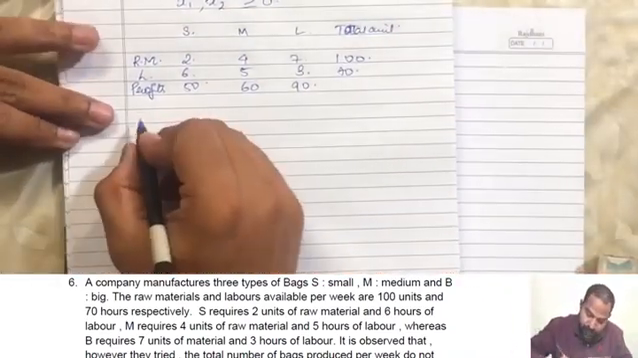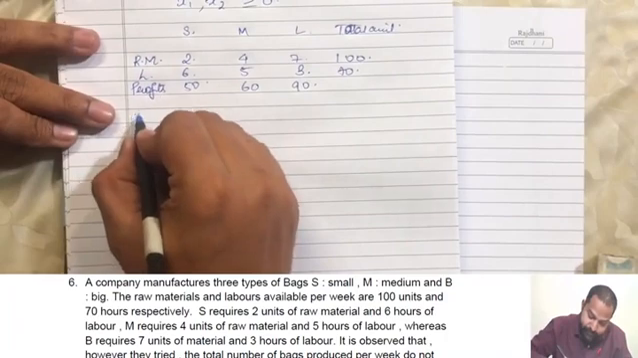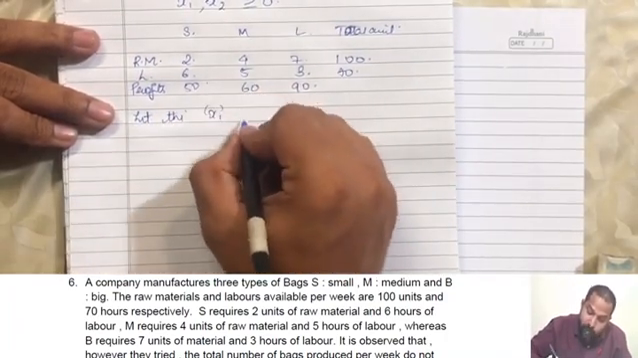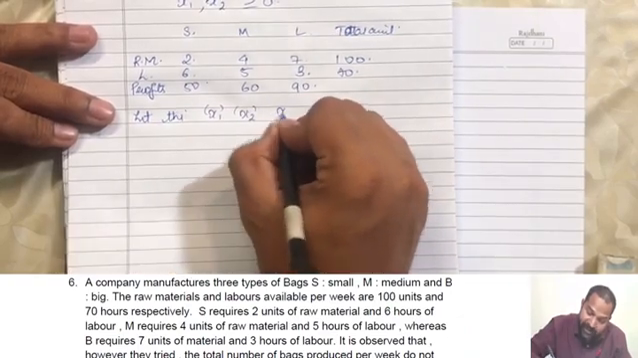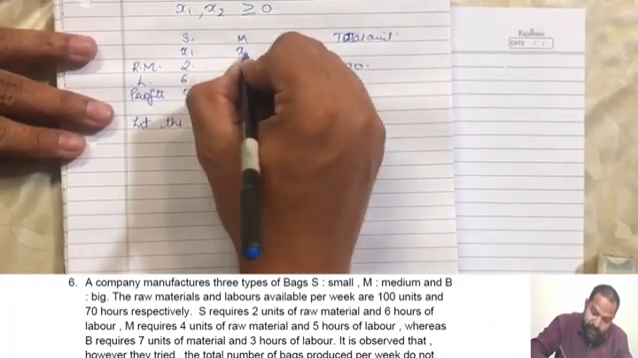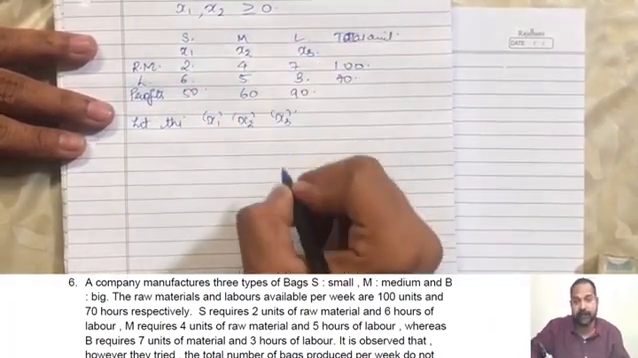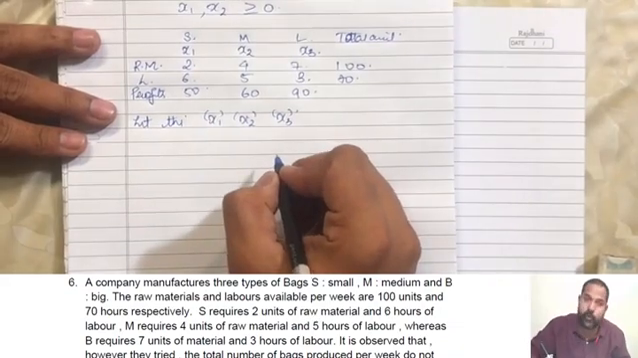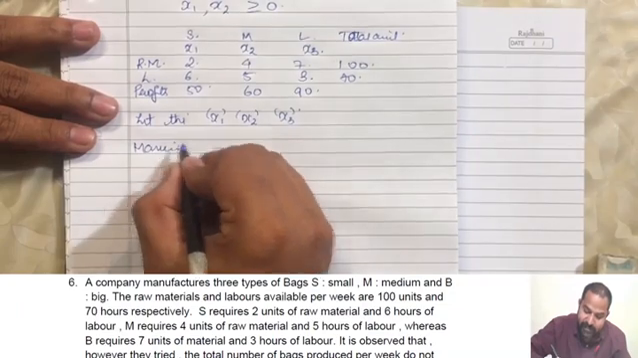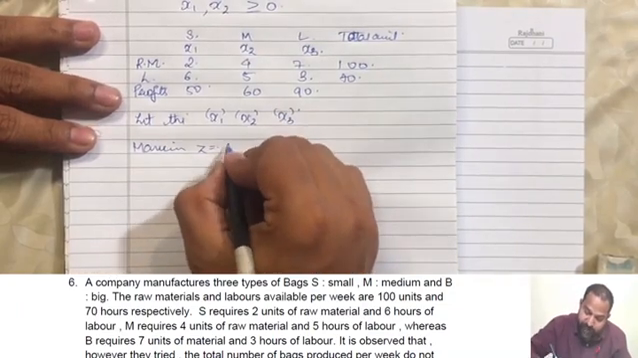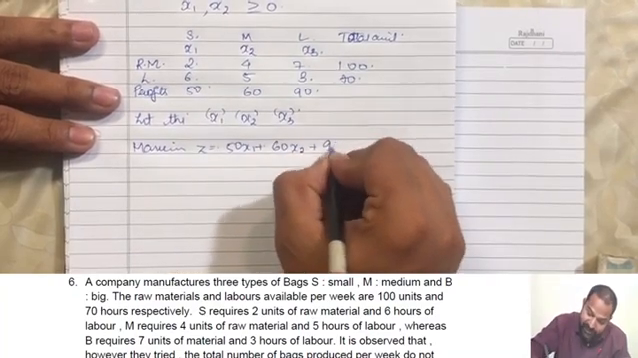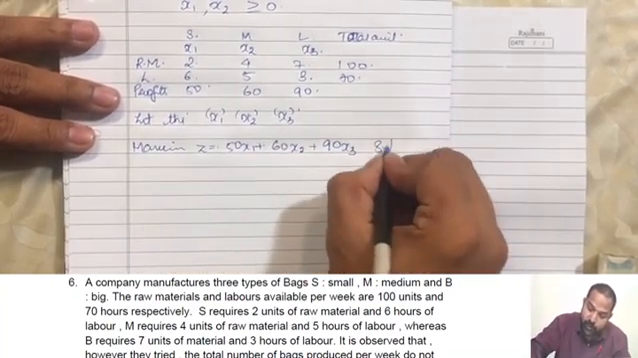Let's begin then. Let the manufacturer produce x1 units of the small bag, x2 units of the medium bag and x3 units of the large bag. So small is x1, medium is x2, large is x3. After saying that, I'm going to go to the next step and say profit. So I will maximize Z, which is 50x1 plus 60x2 plus 90x3, subject to constraints.